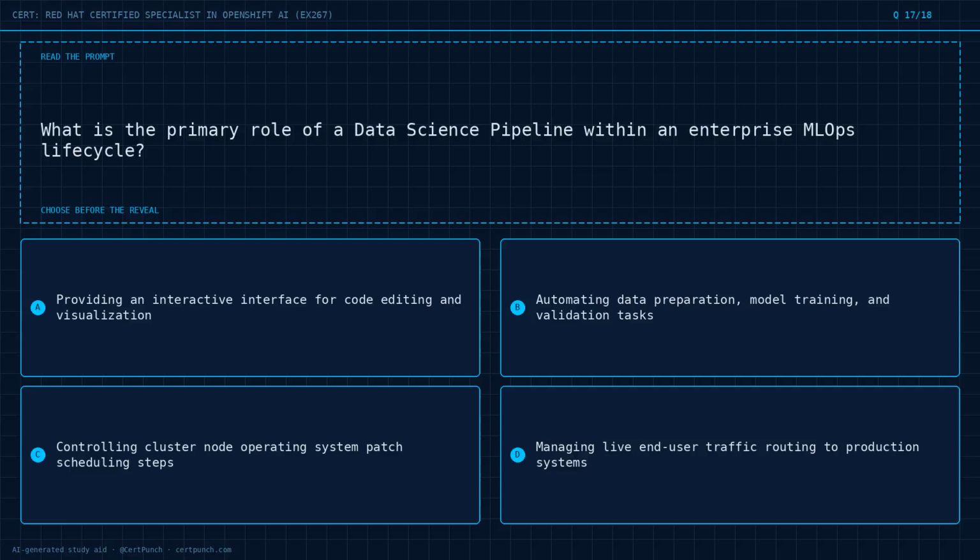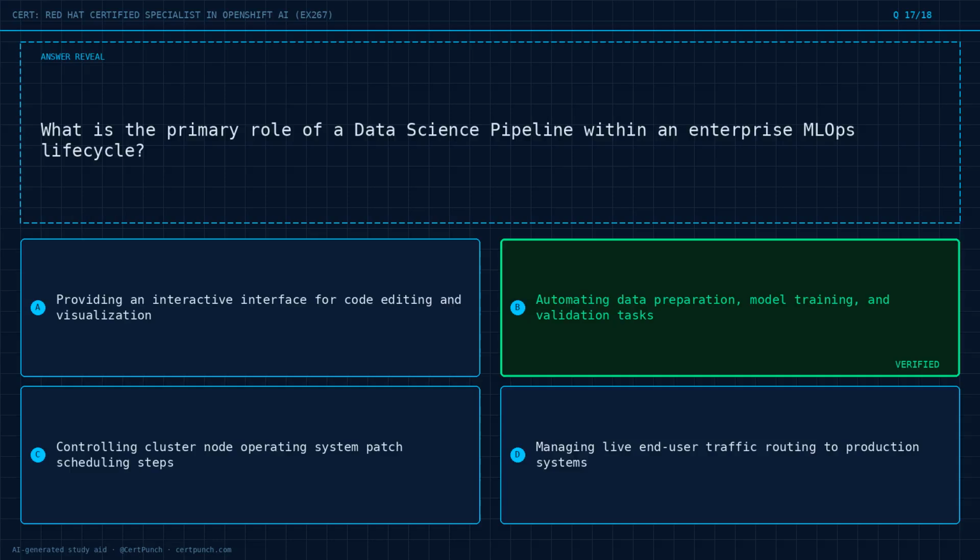Question 17 of 18. What is the primary role of a data science pipeline within an enterprise MLOps lifecycle? Option A. Providing an interactive interface for code editing and visualization. Option B. Automating data preparation, model training, and validation tasks. Option C. Controlling cluster node operating system patch scheduling steps. Option D. Managing live end-user traffic routing to production systems. Choose the best answer before the reveal.